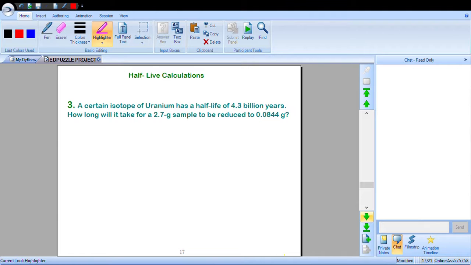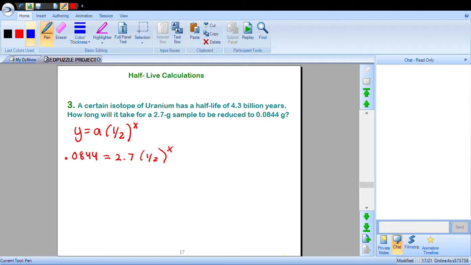Okay, our last problem. A certain isotope of uranium has a half-life of 4.3 billion years. How long will it take for a 2.7 gram sample to be reduced to 0.0844? Okay, so we write down the equation. y equals a(1/2)^x. We are once again given the final amount, which is 0.0844. Starting amount is 2.7, times 1/2 to the x, and we're trying to find the value of x.